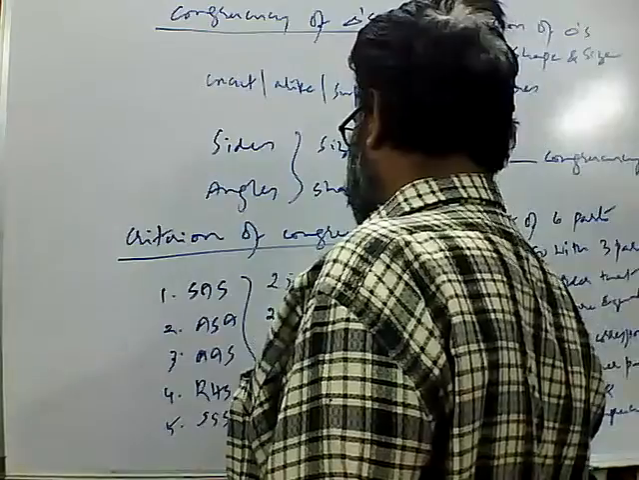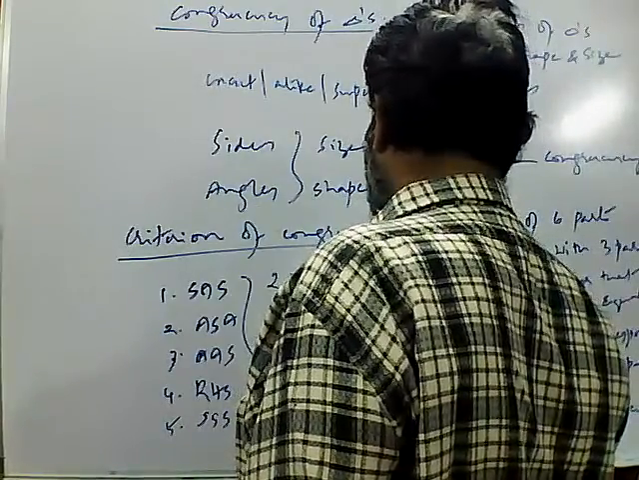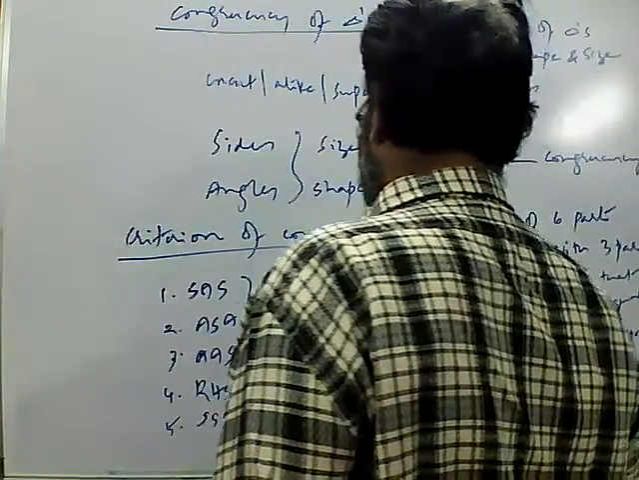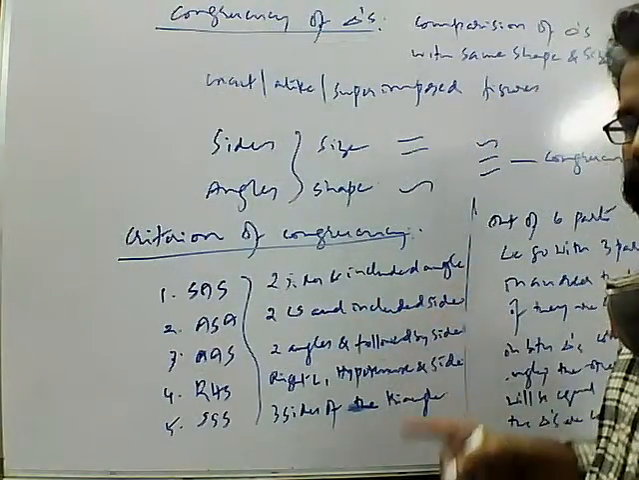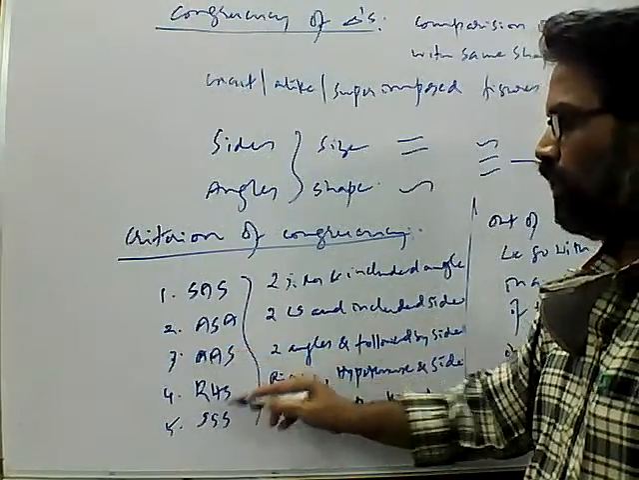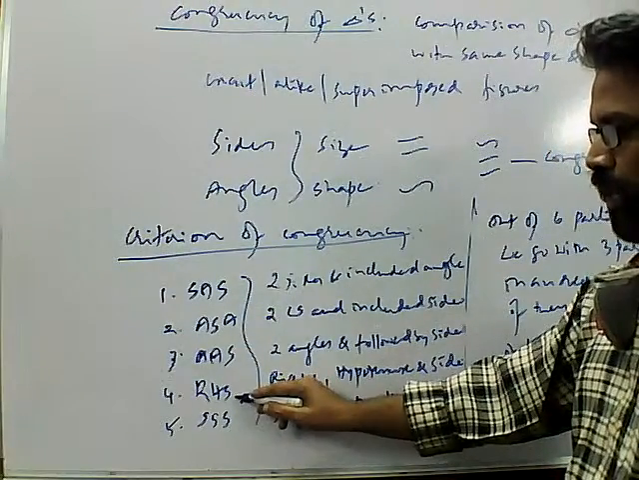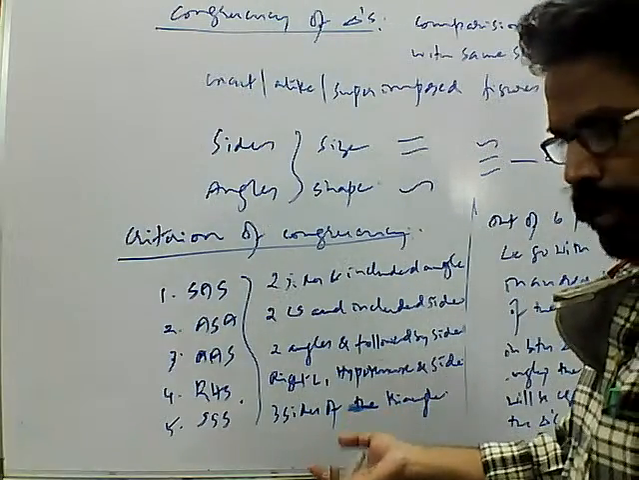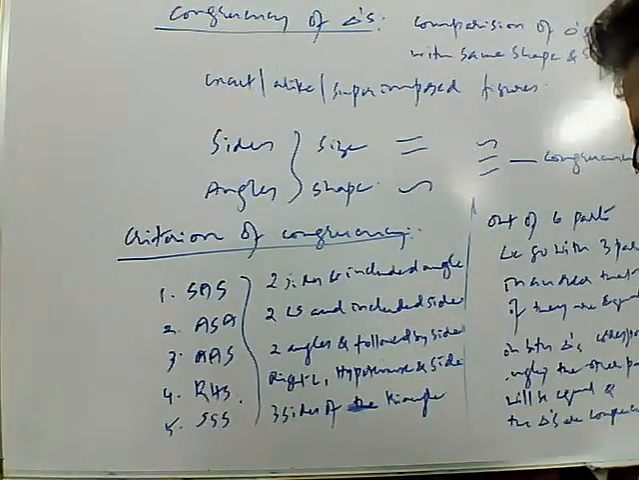And this one, 3 sides of one triangle. So this is 2 sides and included angle of one triangle with the other, 2 angles and included side of one triangle with the other triangle, 2 angles and followed by a side. That's the order. See, after 2 angles you'll get a side. RHS is meant only for right angle triangles, because you get a right angle and hypotenuse only in the case of right triangles. Okay, note this part. These are about congruency. We'll discuss each case now.